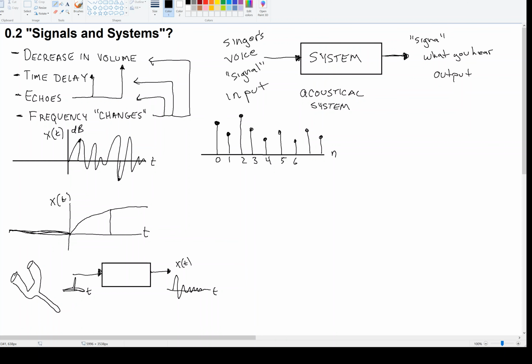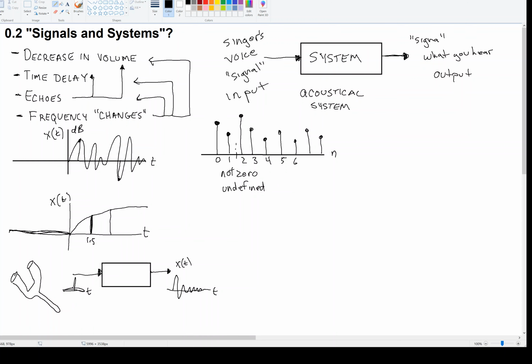So if I asked what is x at 1.5, it's not zero. It's undefined. It's actually not even allowed. We're not even going to ask what is the signal at 1.5. That does not make sense in this case. But over here for the continuous case, I can ask, what's the value of the capacitor voltage at 1.5 seconds? Certainly.